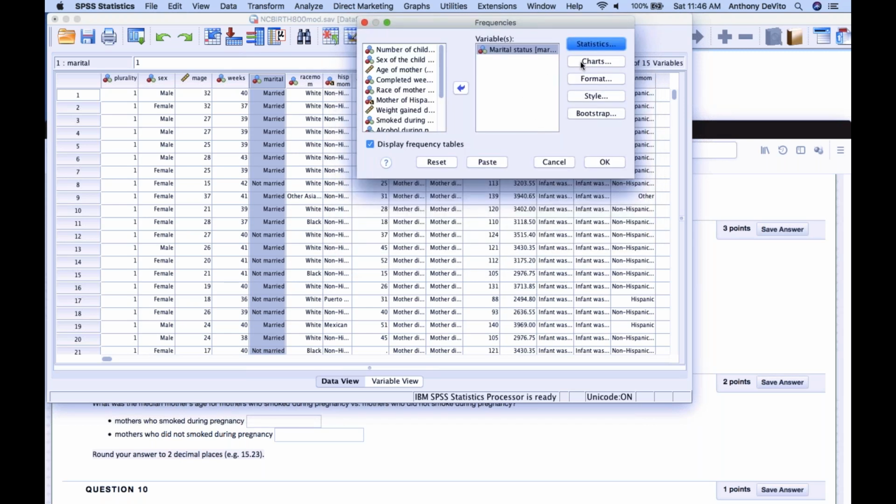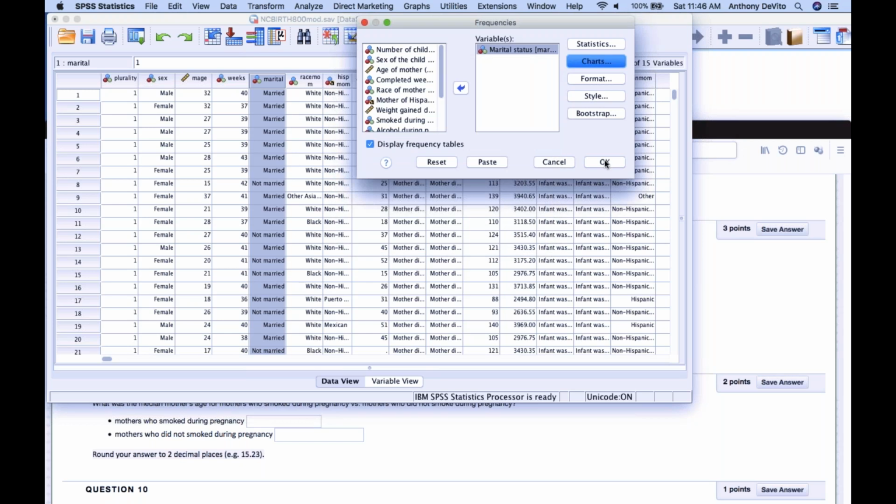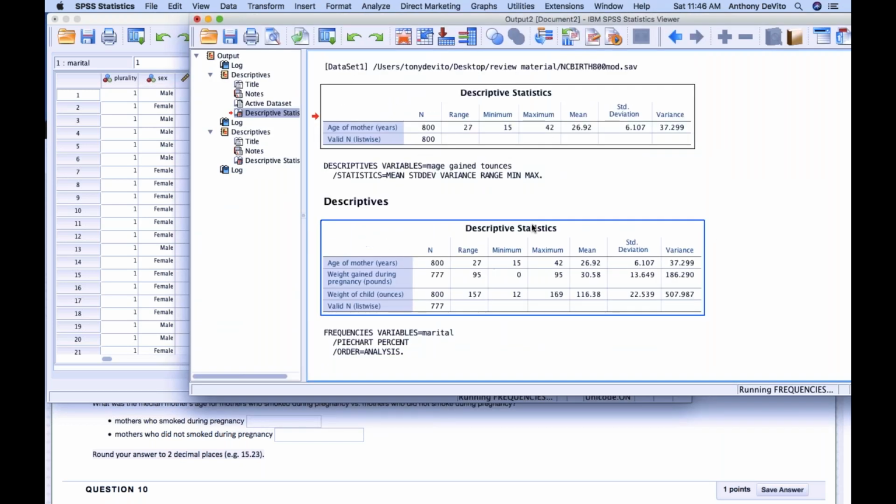Now, if I want, I can produce a chart from here also. For instance, I can produce a pie chart, and I can have that pie chart describe the groups, married or not married, by frequencies, the number of women that were married or not married, or by the percentage of women that were married. I'll put percentage for this particular analysis. Then I'm going to click OK. And we're after that percentage, right?